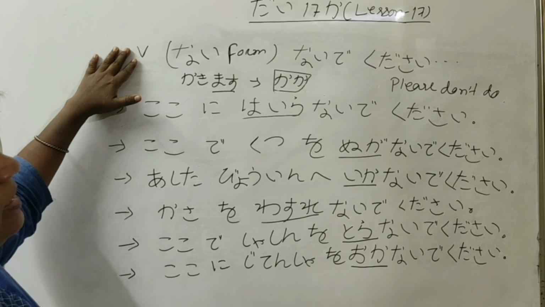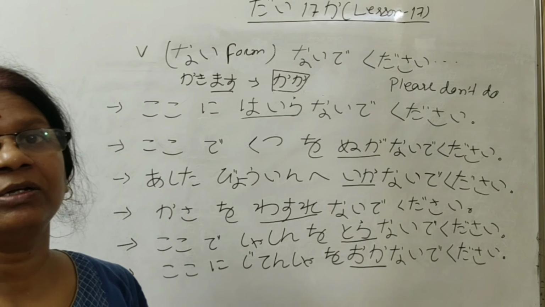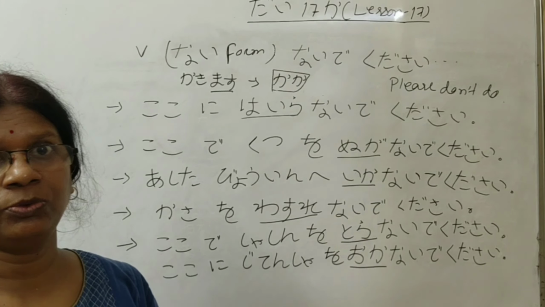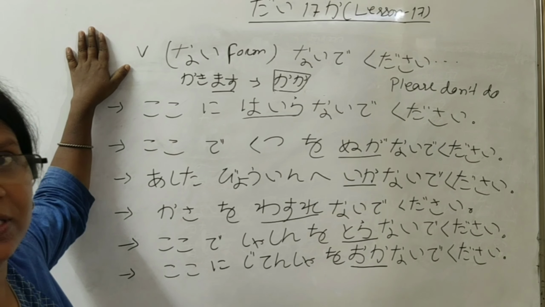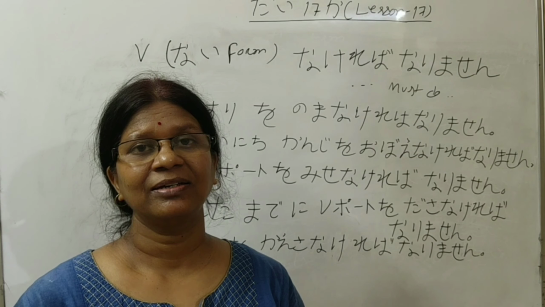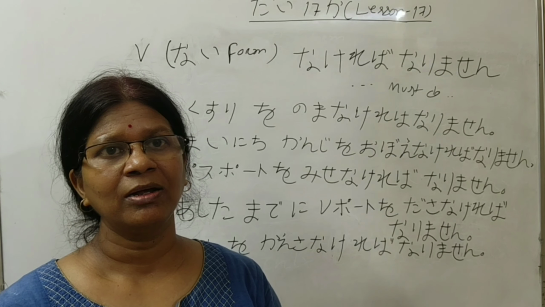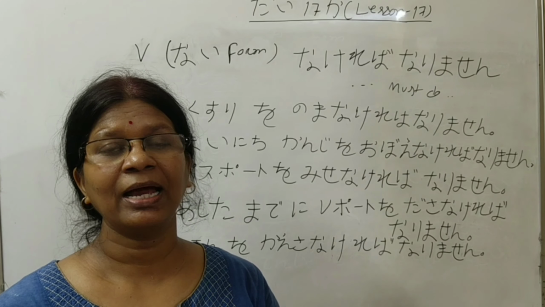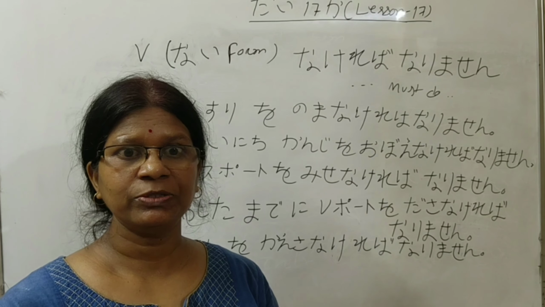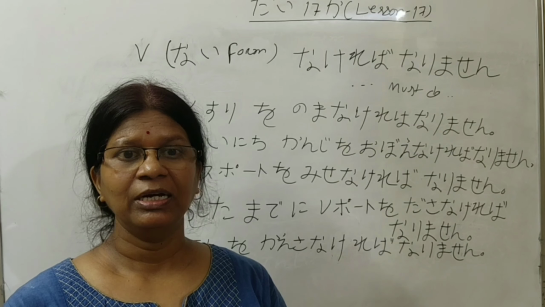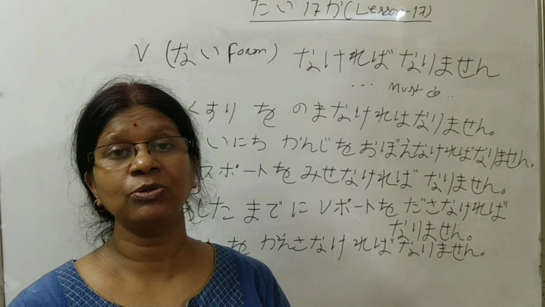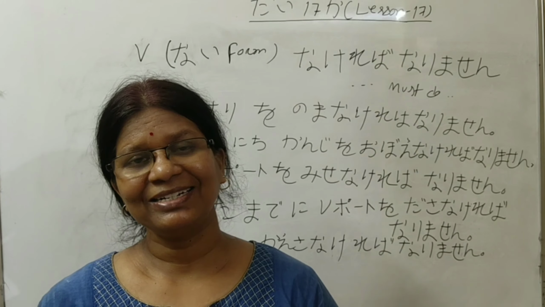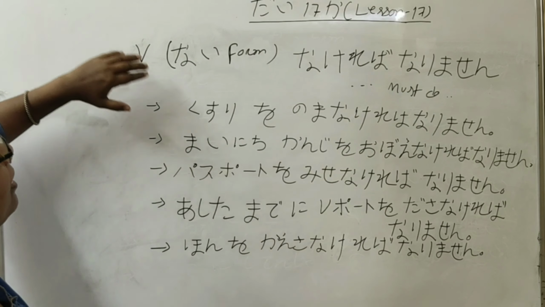Okay, this is the instruction to someone to please not do that action. Hope you understand this grammar form. Next, we will learn V nai form, なければなりません, which means it's a must to do. Regardless of the interest of the doer, they have to complete that job. Let's see the example sentences.